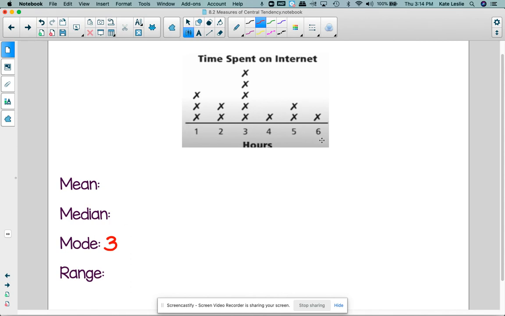The range we know is we take the largest value and the smallest value and we subtract them. So 6 minus 1 is 5. Okay, so those two, super easy.